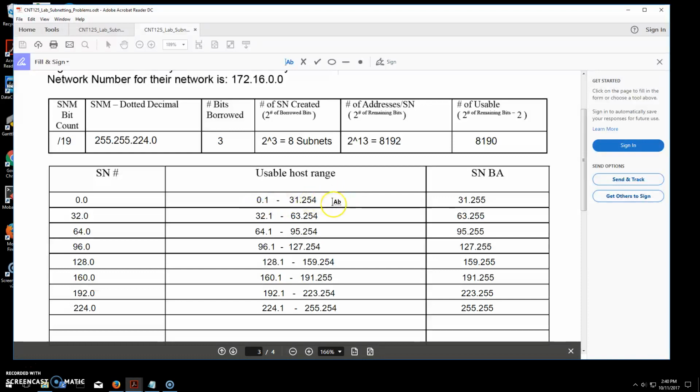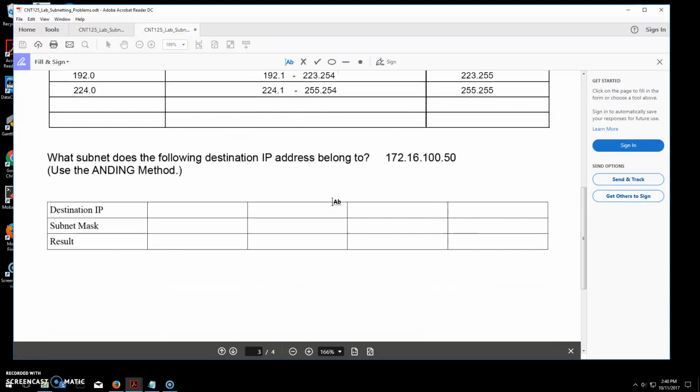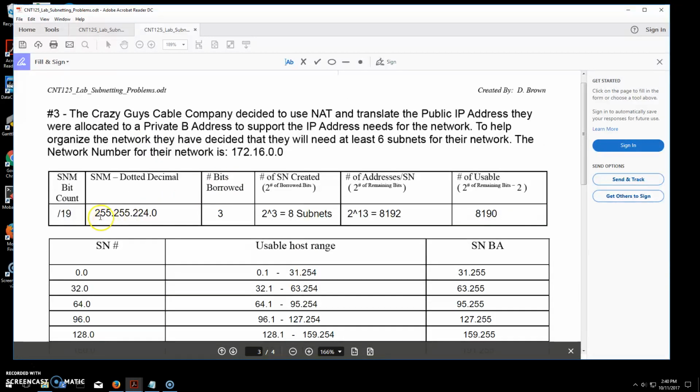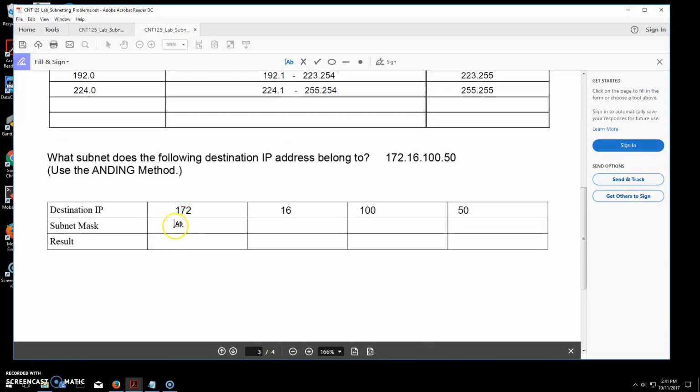Okay? Alright, if I take a look at the problem at the bottom now, we have an ANDing problem. So we need to AND together the 172.16.100.50 with my subnet mask. Well, we said our subnet mask was 255.255.224.0. And if we remember when we talked about ANDing, 172 ANDed with 255, all ones, is going to yield 172.